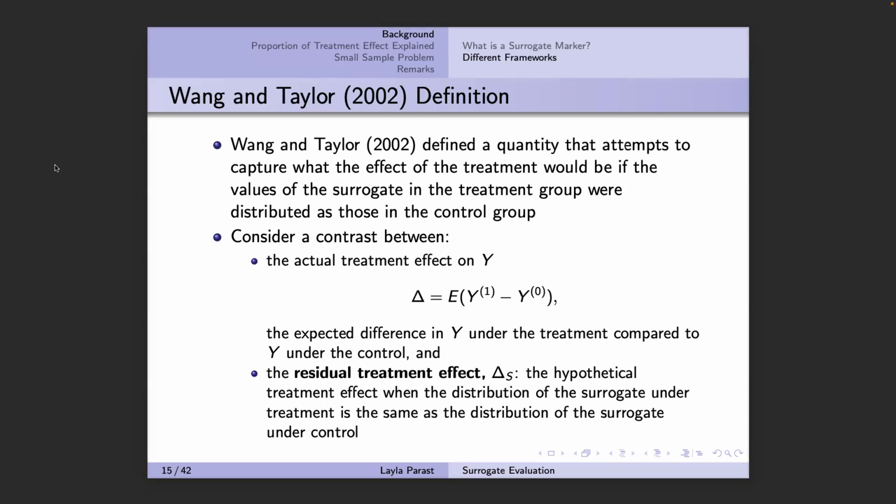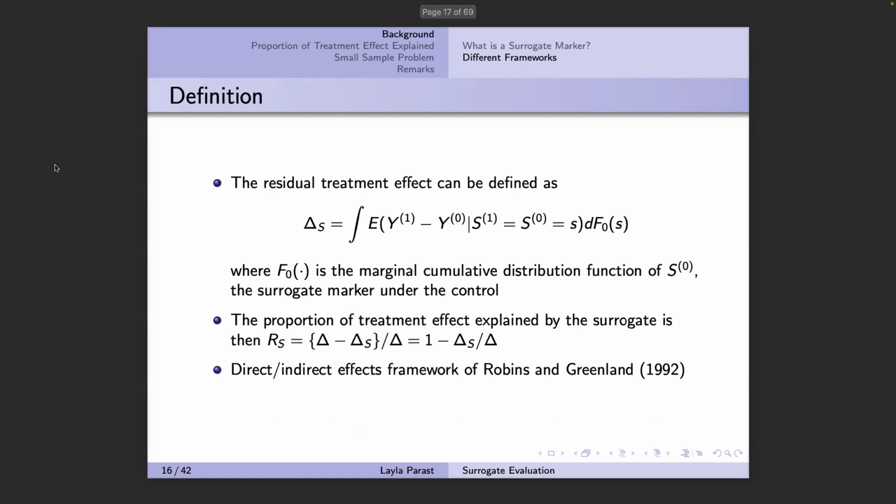That's just your average treatment effect. Easy to estimate because we have a randomized clinical trial, so I'm allowed to just take the average of Y in the treated group minus the average of Y in the control group. A contrast between that and this idea of the residual treatment effect, which is the hypothetical treatment effect when the distribution of the surrogate under treatment is the same as that under the control. So that looks like this. Looking inside the interval, this is just what I said: the expected difference in the primary outcome between the two groups if the surrogate distributions looked the same in the two groups. This is not saying I'm assuming there are people for whom these are equal. This is a causal quantity.